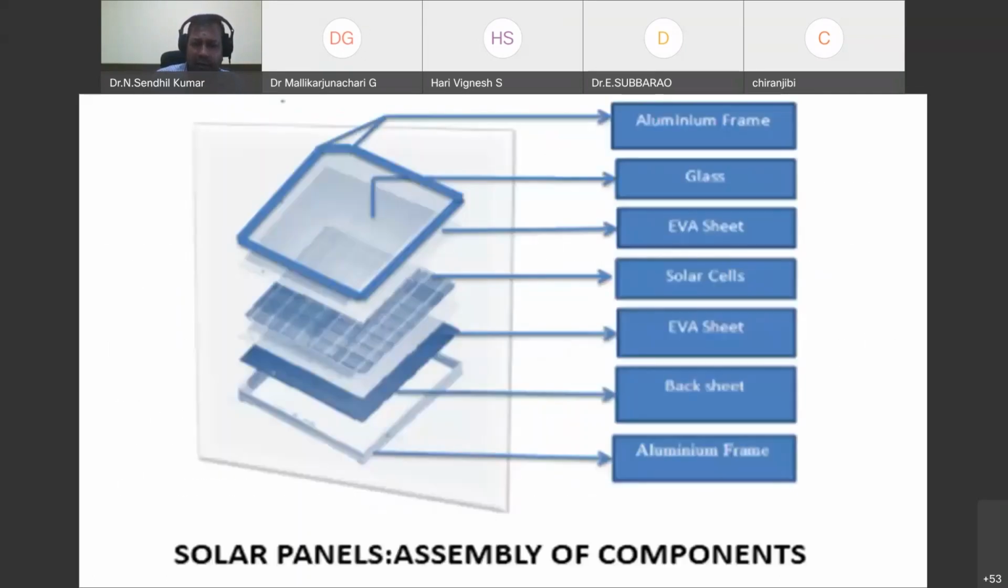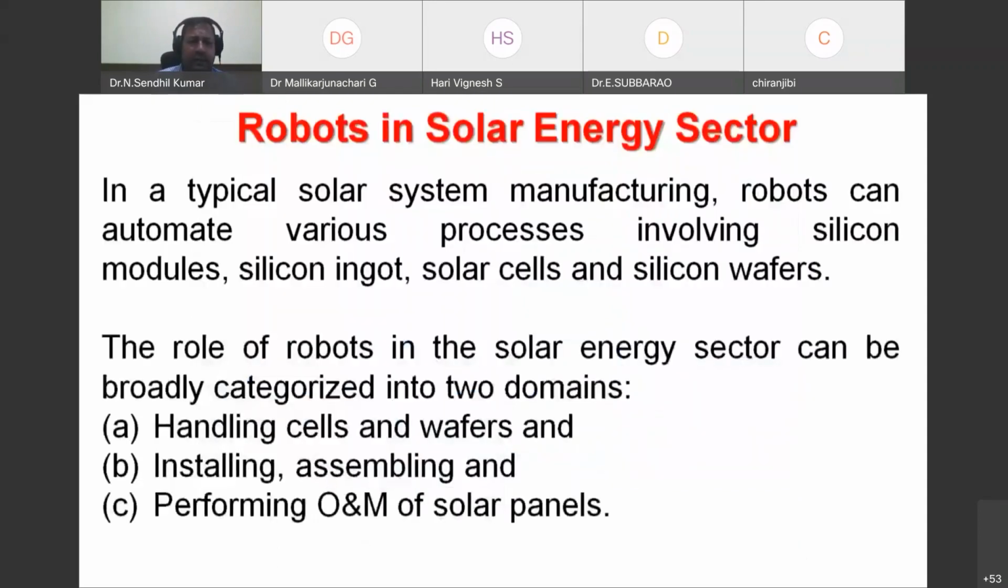So these are the technologies available. I will not go into the technology. I'm just giving a glimpse about solar PV and solar thermal. Now let us start. Robotics in the solar energy sector can be used mainly for handling cells and wafers, installing, assembling, and performing operation and maintenance of solar panels.